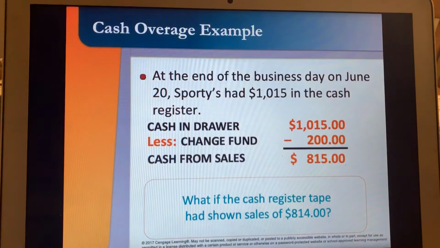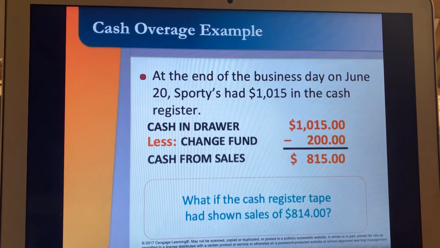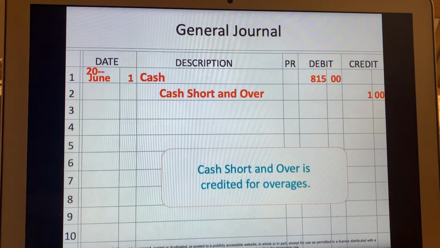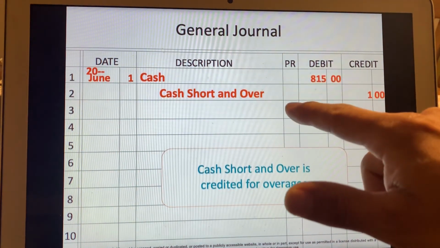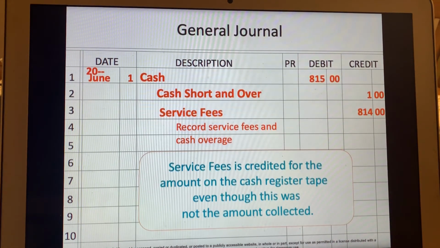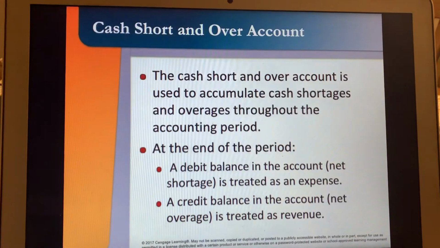Now this one: Shorty's had $208.15 in the cash register, so $208.15 minus $200 gives us $8.15. The tape showed $8.14 in sales. So the difference is $0.01, so we have an overage. Now we go cash, again $8.15 was collected. Cash short and over is $0.01, so it was over. Then service fees $8.14. This records service fees and cash overage. So our journal entry still balances.